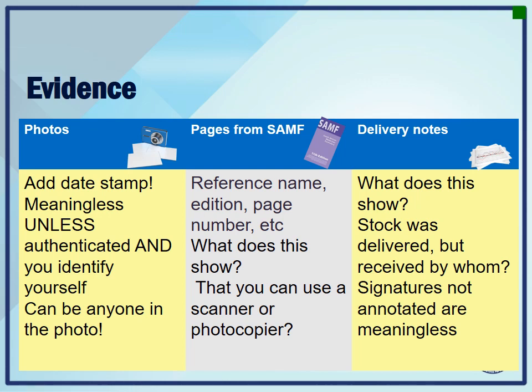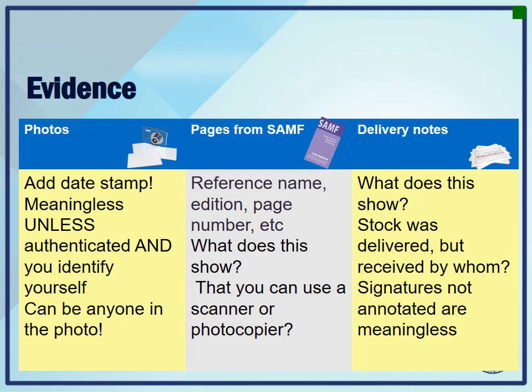In terms of evidence and the types of evidence that you can submit: photos, add the date stamp on that photo to make sure that it is current. It's meaningless if it doesn't have any annotation to it and capture to it as to why you are submitting that particular evidence. And make sure that you identify yourself. Can be anybody in the picture.